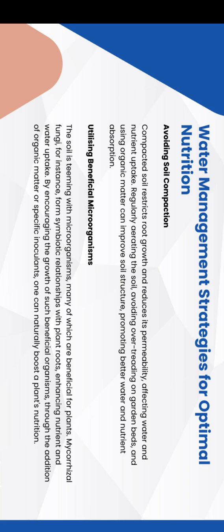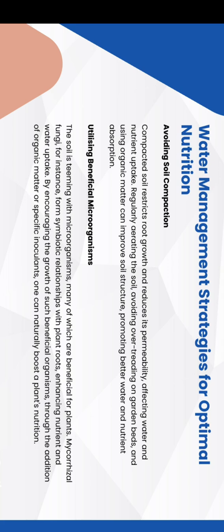Avoiding soil compaction. Compacted soil restricts root growth and reduces its permeability, affecting water and nutrient uptake. Regularly aerating the soil, avoiding overtreading on garden beds, and using organic matter can improve soil structure, promoting better water and nutrient absorption. Utilizing beneficial microorganisms.